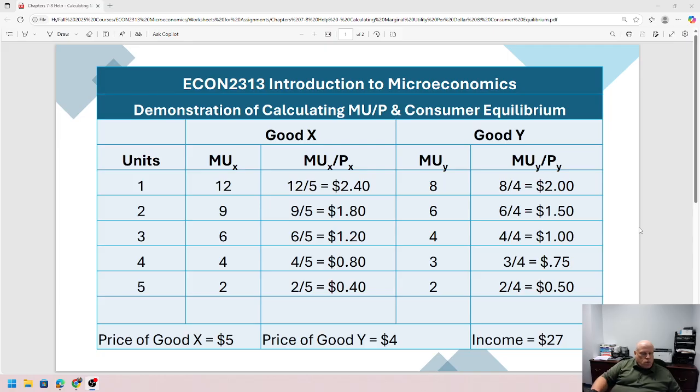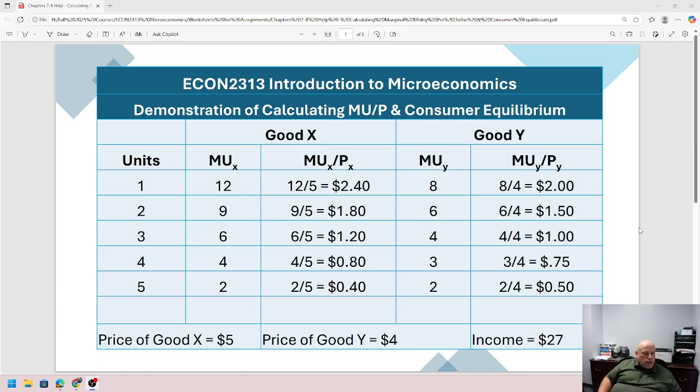Alright, so in the textbook on that particular problem, it's going to give you a 3-column table. It's going to show you the number of units in the first column, and then the marginal utility per unit of good X, and then the last column is going to show the marginal utility for each unit of good Y.